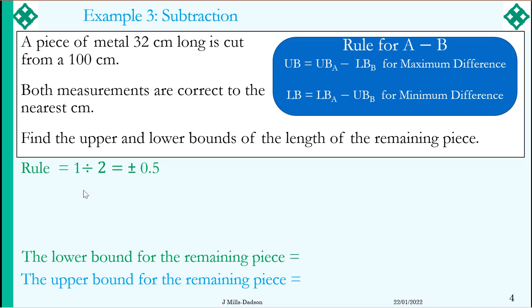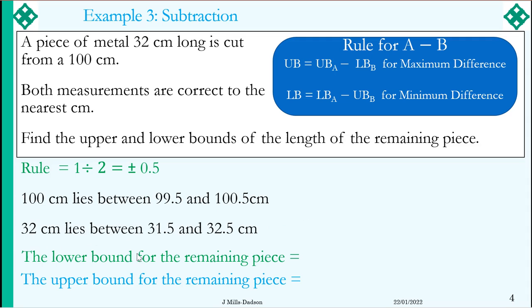So let's see. Our rule is 1 divided by 2, so plus or minus 0.5, because it's the nearest 1 centimeter. So 100 lies between 99.5 and 100.5 cm. So 99.5 is the lower and 100.5 is the upper. Our 32 will be between 31.5 and 32.5, lower boundary, upper boundary.